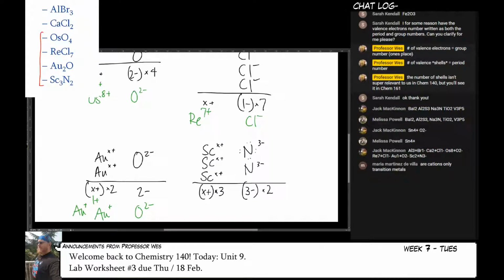What number do we solve for when we get X here? Well, I have a total of 6 minus charge here. This has to total to 6 plus, and the number that solves that would be if this was a 2 plus. And so those are the ions that we get for this ionic compound: scandium 2 plus and nitrogen 3 minus.